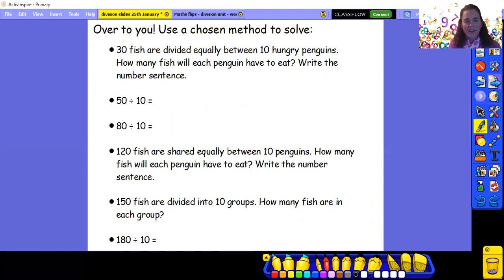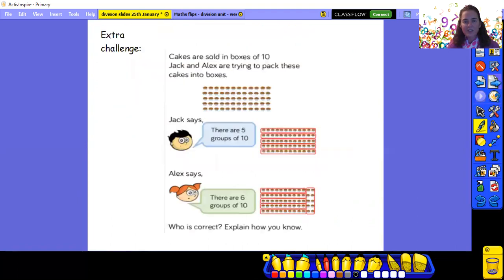So I'd like you to have a go at those and then send in your work to the Year 2 email. If you get through those nice and quickly, there is an extra challenge again on the planning document, but it is up here on the screen, so you can always pause the screen and have a go at this extra challenge.